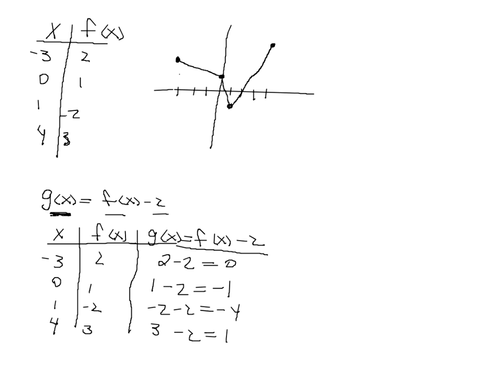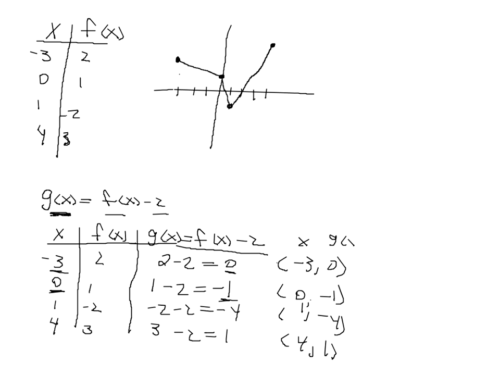Okay, so let's put, so we get the ordered pair (-3, 0). So right here and right here, (0, -1), (1, -4), and (4, 1). So this is the x, and this is the g of x. So I come over here, I'm going to get a different color. Now let's plot each one of these points.